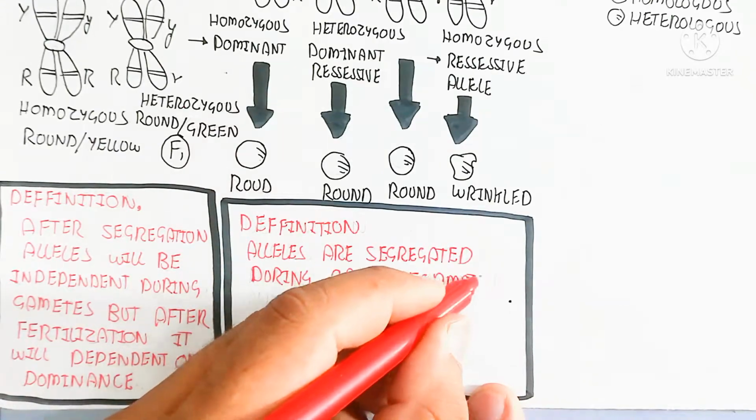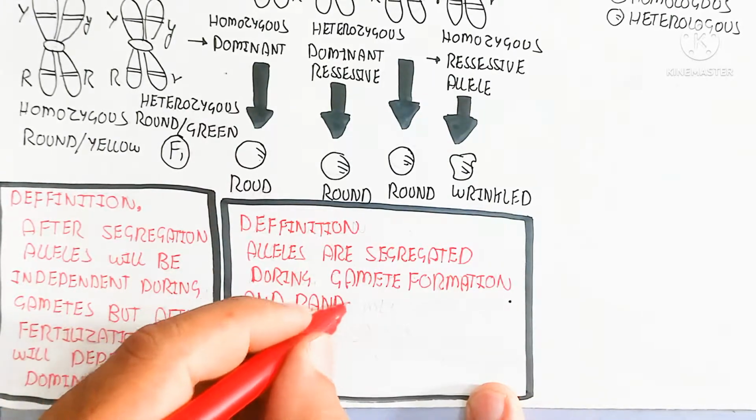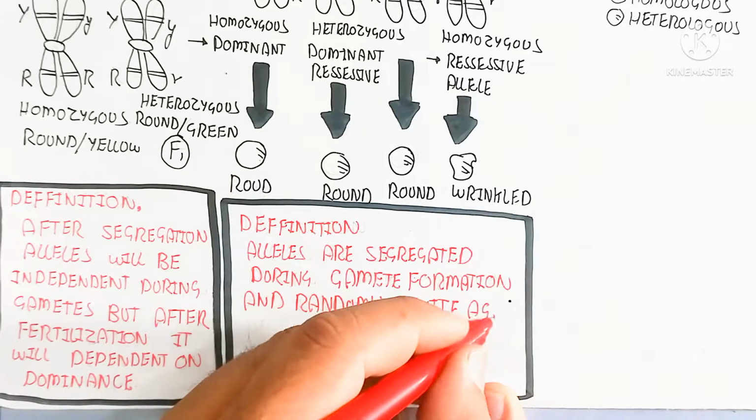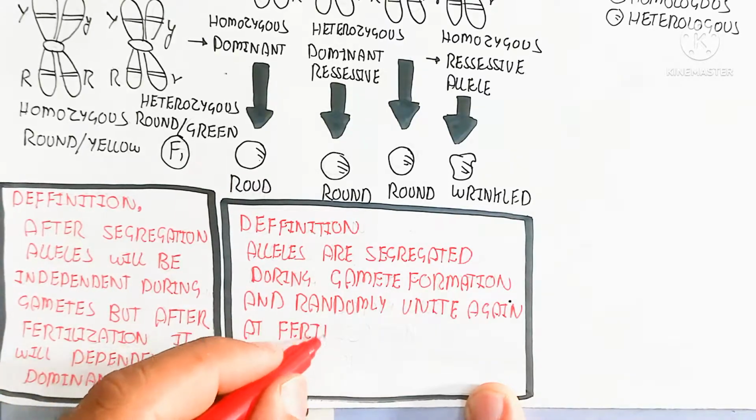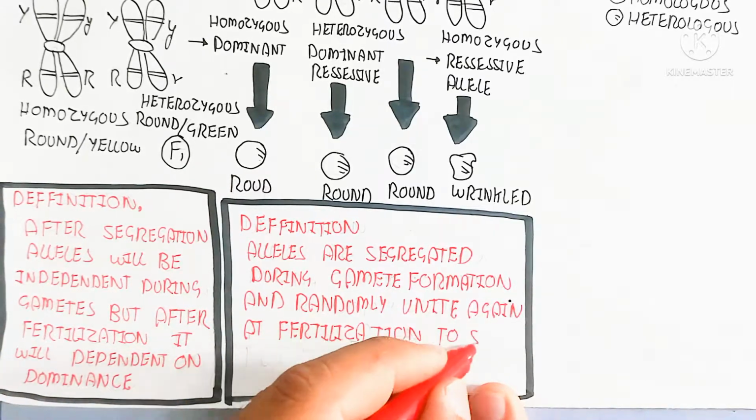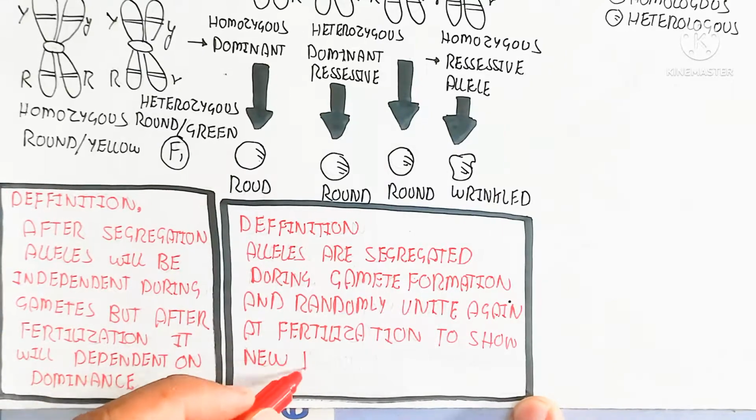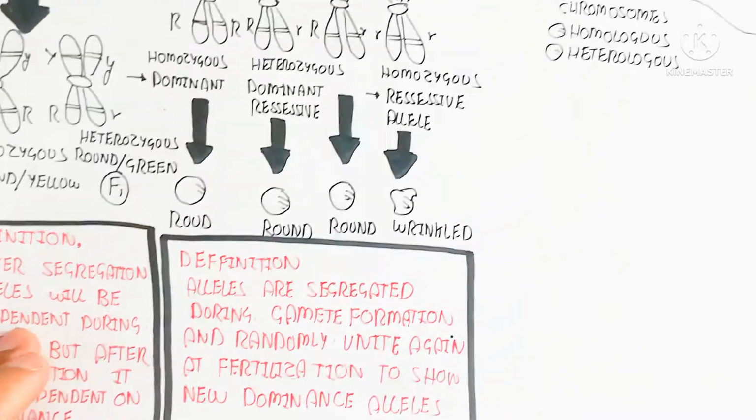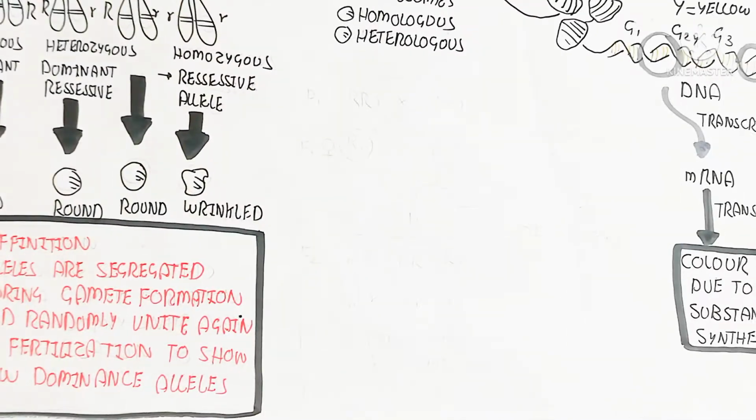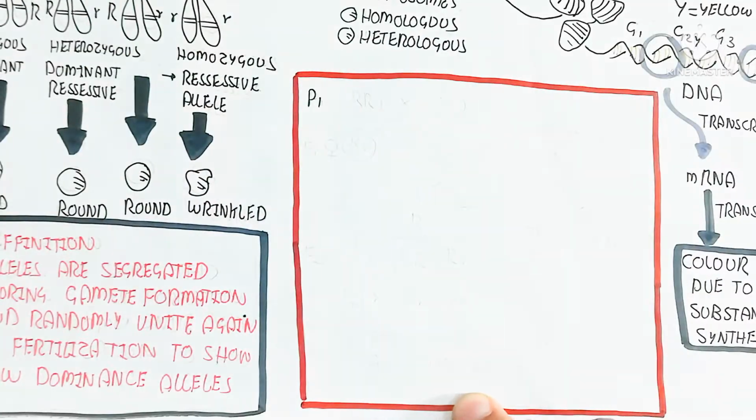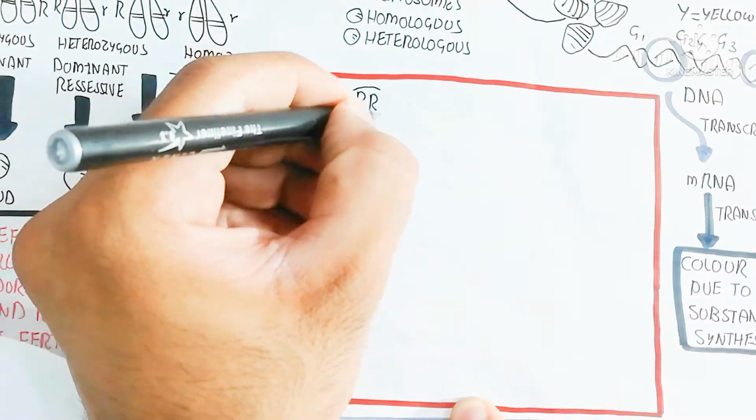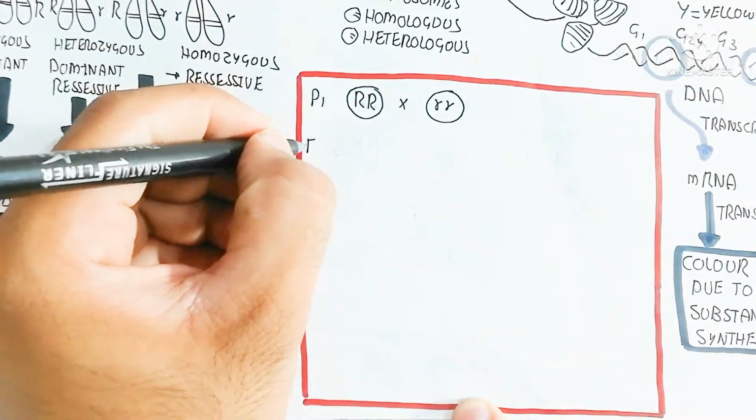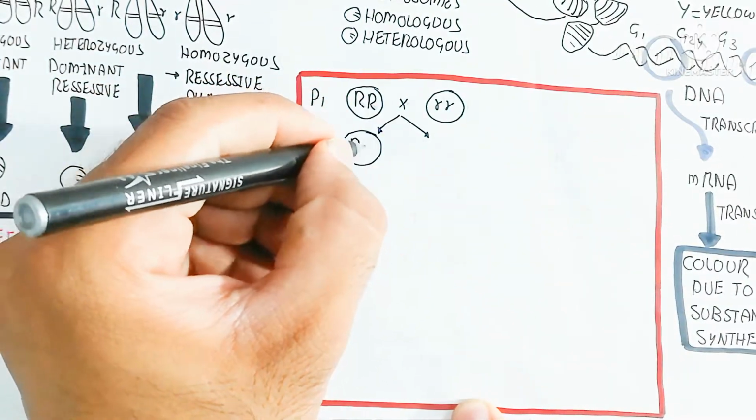So here is the definition of the other law, the law of segregation. The alleles are segregated during gamete formation and randomly unite again at fertilization to show new dominance alleles. So in this way the new allele will be shown. Basically both are the same, but in independent assortment more than one trait is involved.